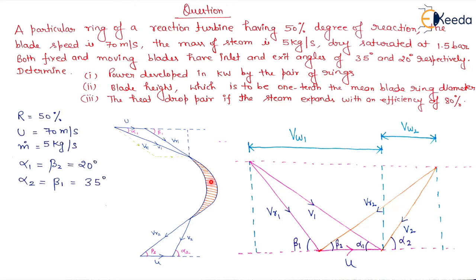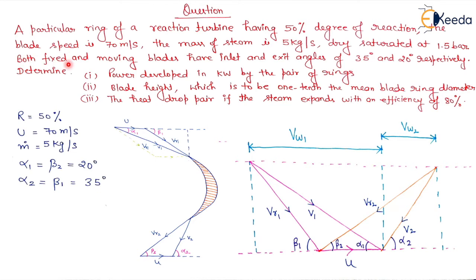And what is the inlet for the nozzle? For nozzle, inlet will be this velocity. So this velocity is the inlet for the nozzle. So this will be the alpha 2, given 35 degree. Okay, I think it is clear. The statement is a little bit confusing.